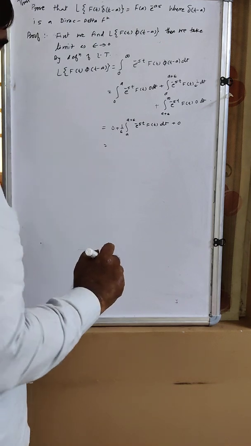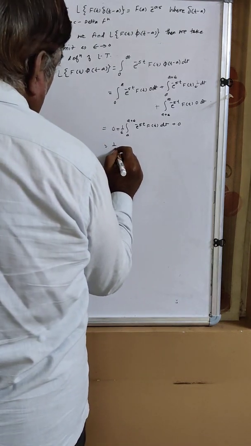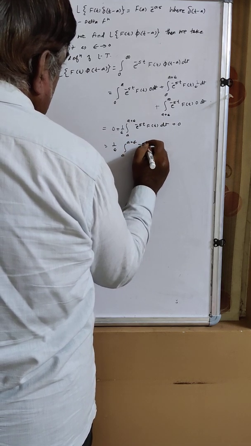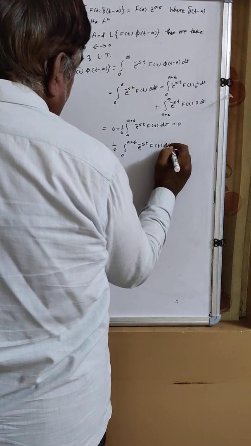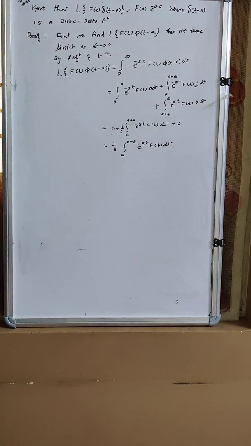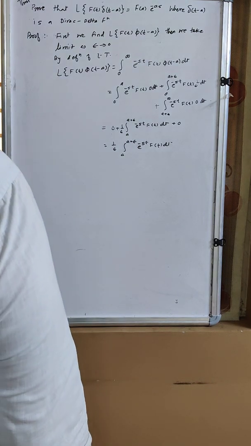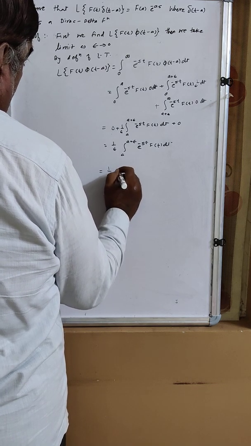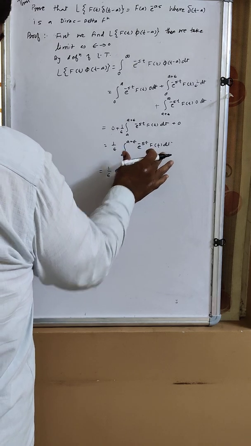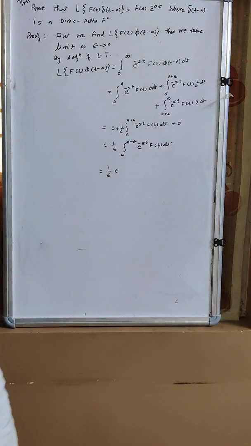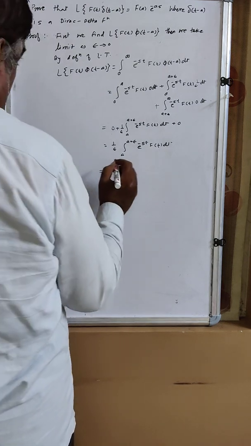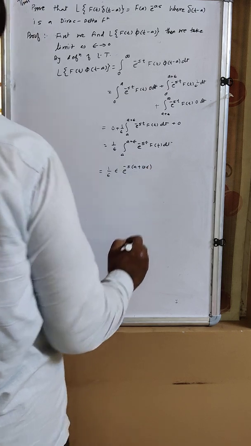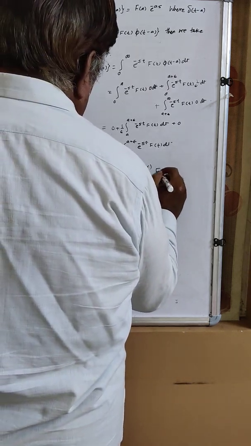which is equal to 1 upon epsilon times the integral from a to a plus epsilon of e raised to minus st f(t) dt, which is equal to 1 upon epsilon into epsilon. For this integration, we know the standard formula: e raised to minus s times a plus theta epsilon, f of a plus theta epsilon.